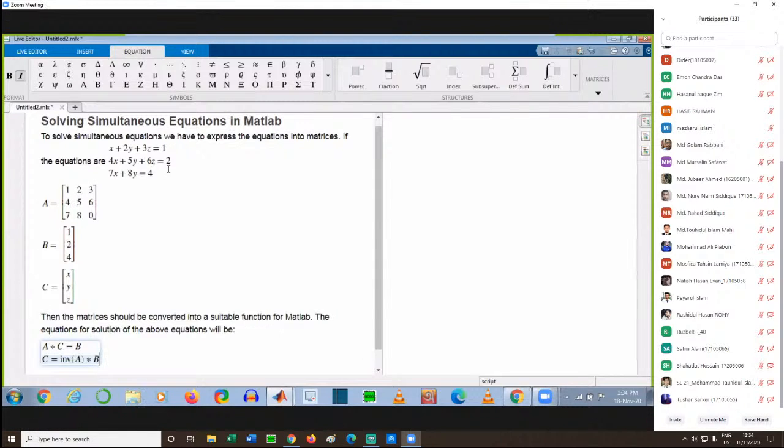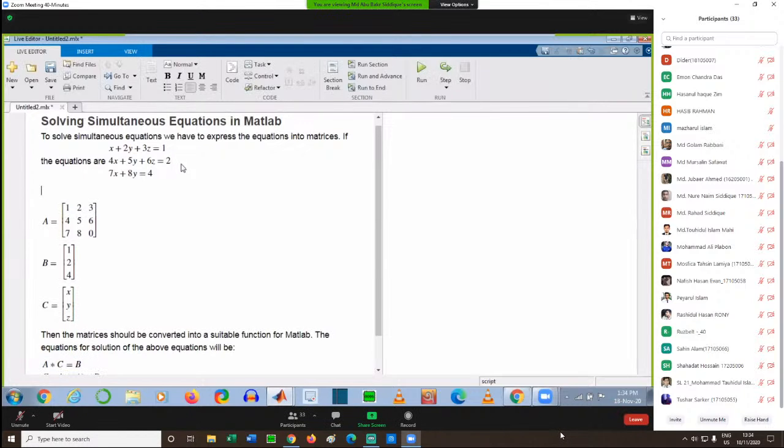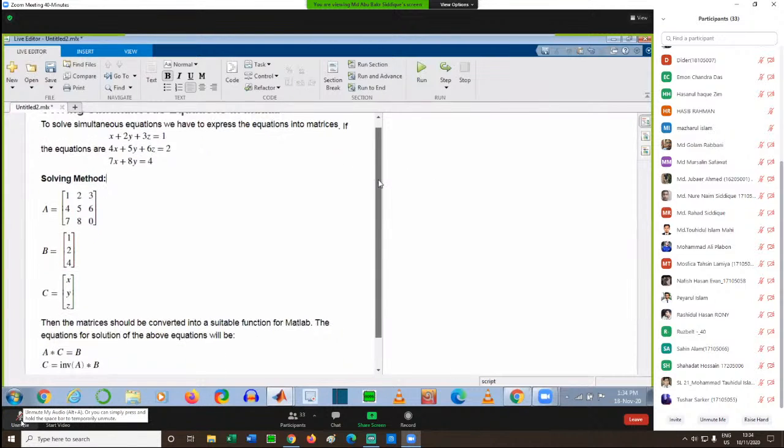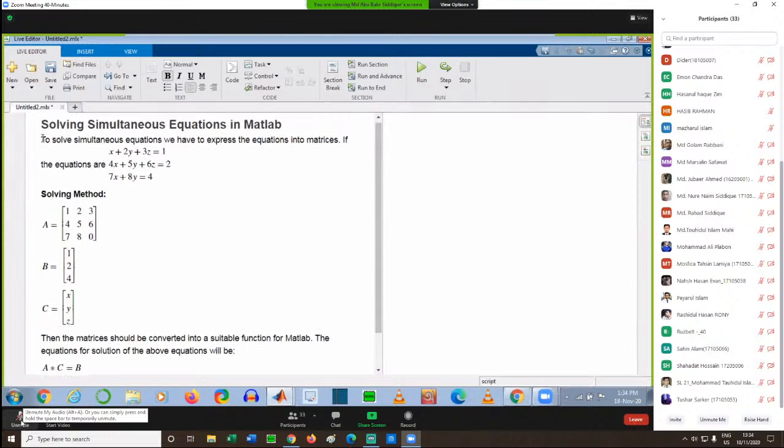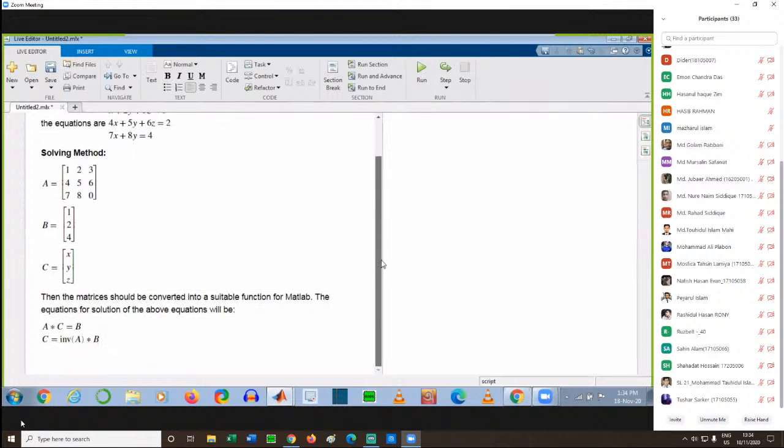Now we know the solution method. So you can write here solving method. So you know how to solve. Very good. You can bold it if you want. Make it bold. Yeah. So these are the solving method. We have a problem. This is our problem. Problem is given, and our solving method.